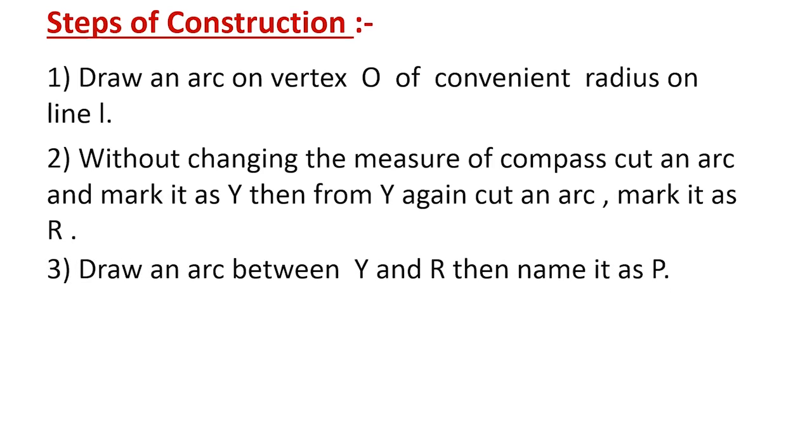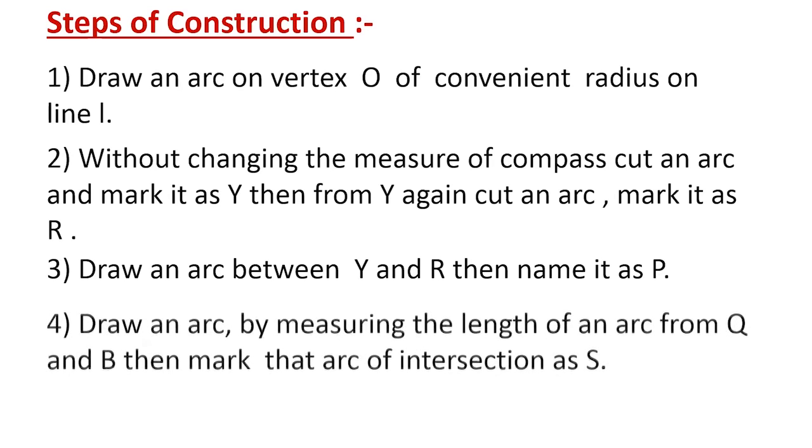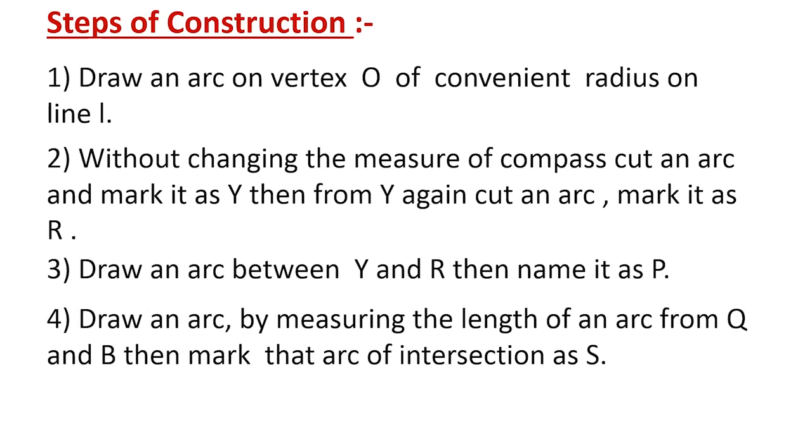Then we measured the gap between point Y and point R, and drew an arc, and the arc of intersection which we obtained between Y and R we named P. Then again we drew an arc by measuring the length between point Q and point B, and the arc of intersection obtained between Q and B we named S. Lastly, we joined that point S with the vertex O, and we obtained our angle of 135 degree.